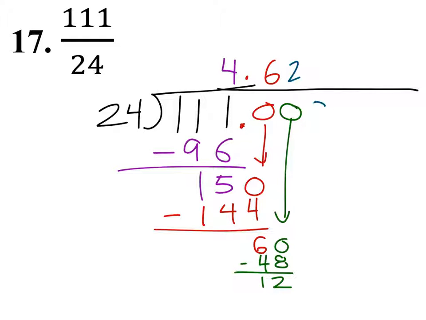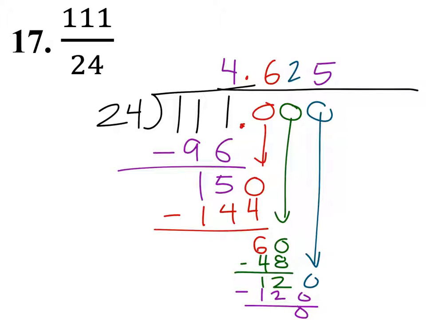It won't go into 12, but it will go into 120. It will go into that exactly 5 times. So I subtract 120, and I have 0 remaining. There is my answer.